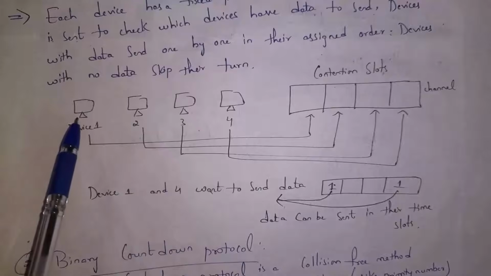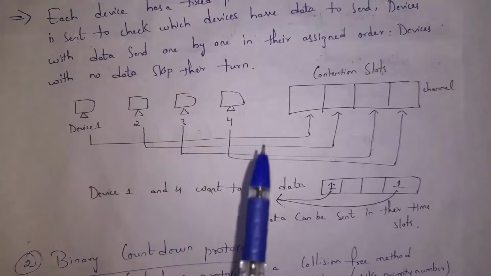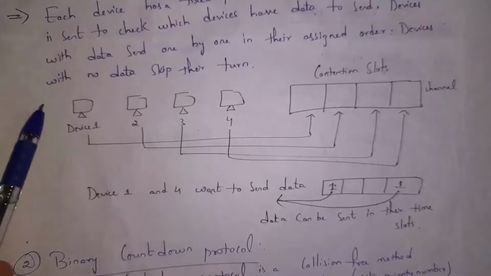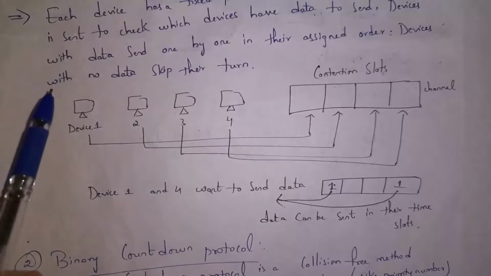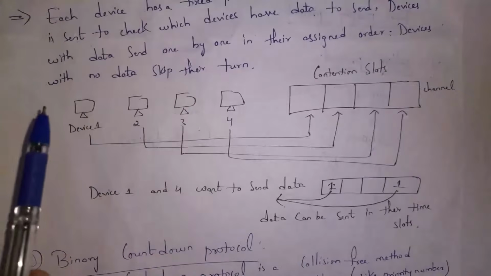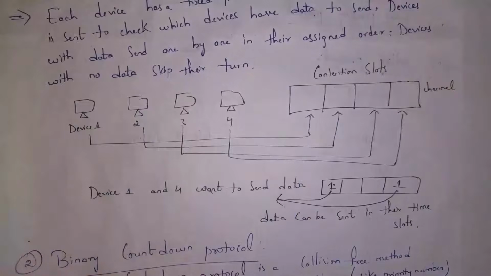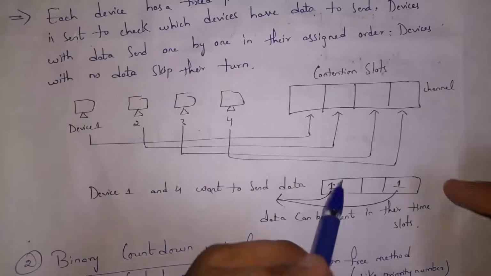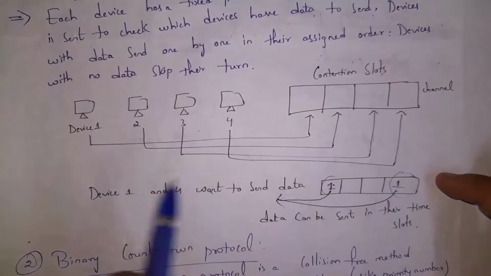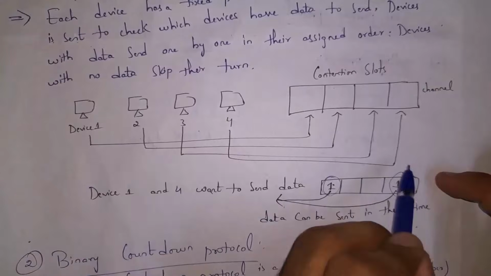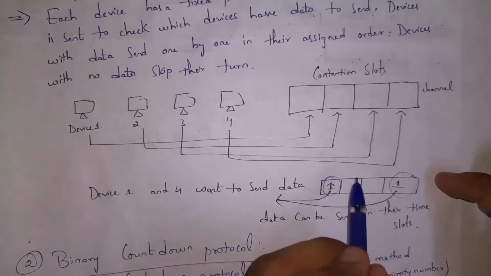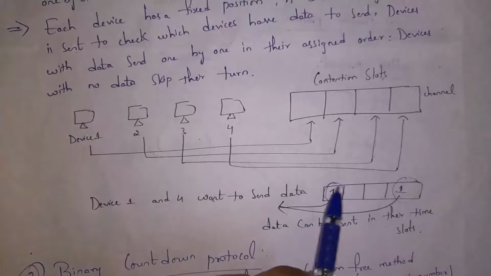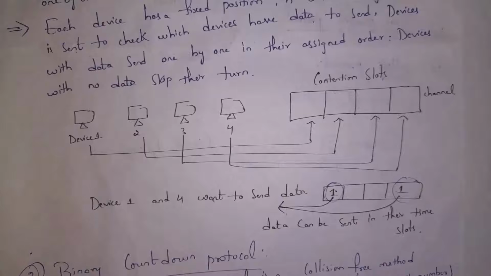For example, device 1 and device 4 both want to send data in their time slots. Before sending data, both computers need to send one control message. That is nothing but bit 1. This computer will send bit 1 and this computer will send bit 1 in order to reserve the channel. As two computers want to send data, both will reserve their time slots. Device 2 and device 3 don't want to send data, so they will not reserve the time slot. As both computers sent a control message, now they can send data. This is all about bitmap protocol.